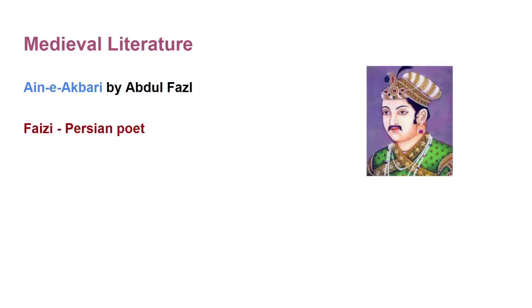Abul Fazl brought Ain-e-Akbari and Akbarnama. Ain-e-Akbari gives details of Indian customs, manners, religion, philosophy, economic condition, and almost every aspect of life. As a historical work, it is perhaps unparalleled. Abul Fazl's brother, Faizi, was a great Persian poet, and he translated many Sanskrit works into Persian.